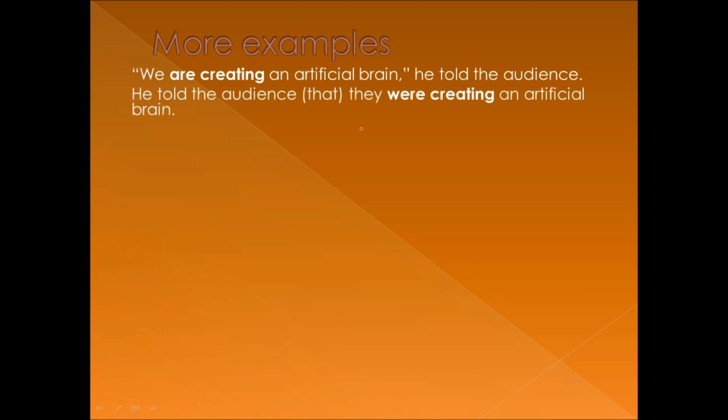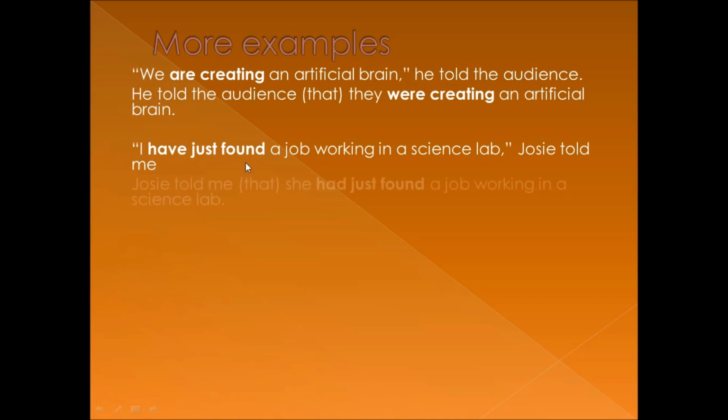Let's go with more examples. We are creating an artificial brain, he told the audience. So, since the verb is in present continuous, we transformed it into past continuous. I have just found a job working in a science lab, Josie told. The verb here is in present perfect continuous, therefore we need to make it into past perfect continuous. Josie told me she had just found a job working in a science lab.